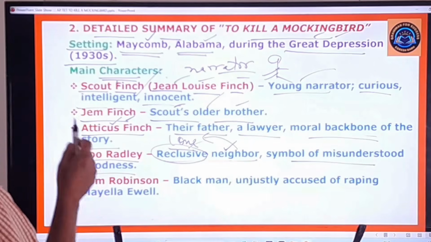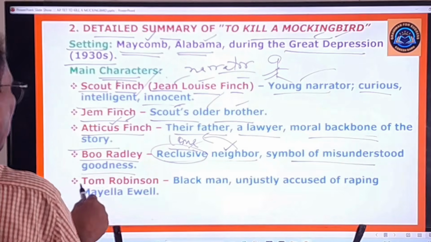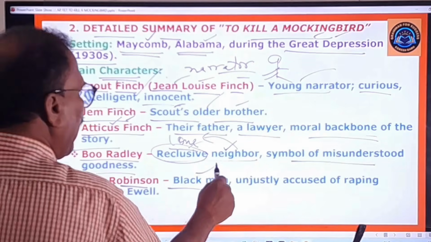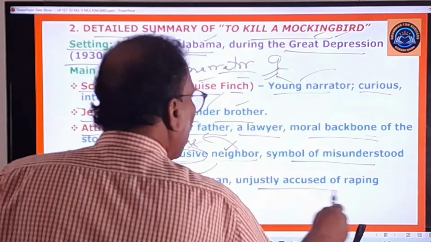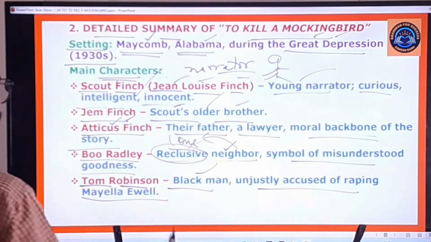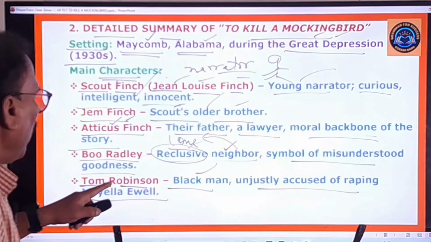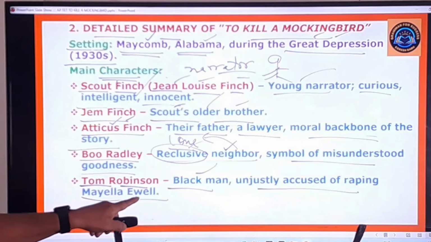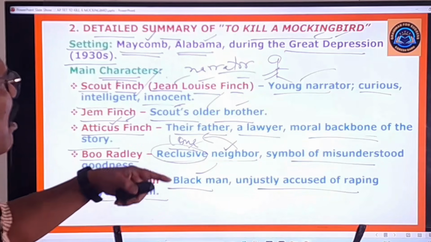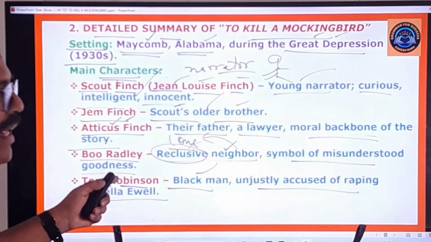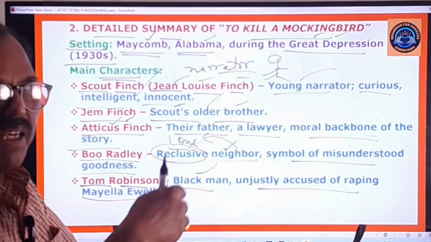And another character of this novel is Tom Robinson. He was a black man, unjustly accused of raping Mayella Ewell. So he was accused of raping this Mayella Ewell. And why he was accused of raping Mayella Ewell, I am going to tell you while learning the story.